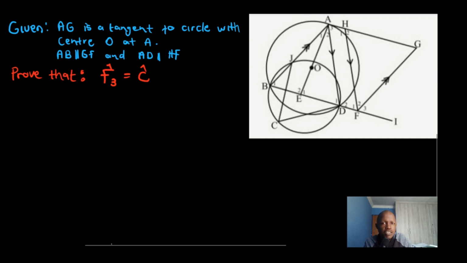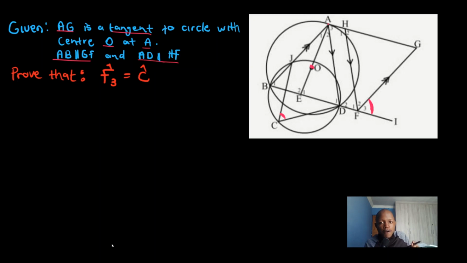So what we're given here, we're given a tangent, right? The statement says we're given a tangent, which is AG, to a circle with center O at A. So this is the center, right? They're just saying A so that you can see that we're talking of the bigger circle. And then we're also given that AB is parallel to GF, and AD is parallel to HF. So it's interesting. Parallel lines, you can see in the diagram. So now we are asked to prove that F3 is equal to C. So this F3 here, we have to prove that it's equal to this C here. Interesting, right?